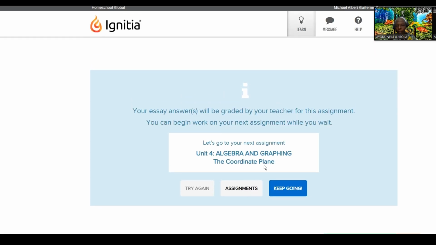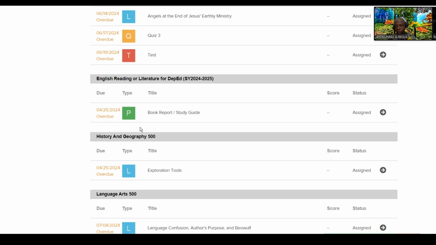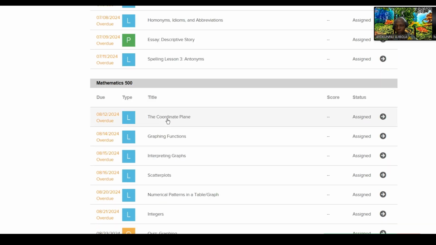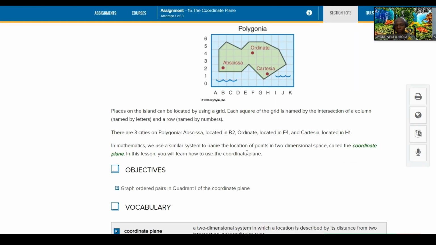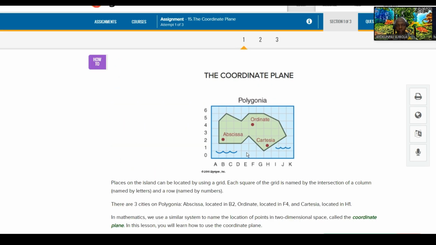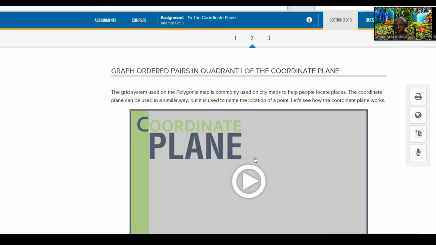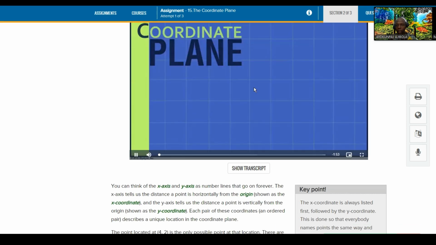Okay, now. So we'll quickly go back to what we were looking at, which is on coordinate plane. So we have seen example of coordinate plane here, and we've seen how it works. Let's go to the next session. The video. Okay, the video wants to play now.